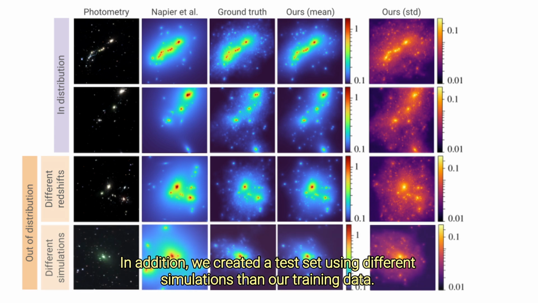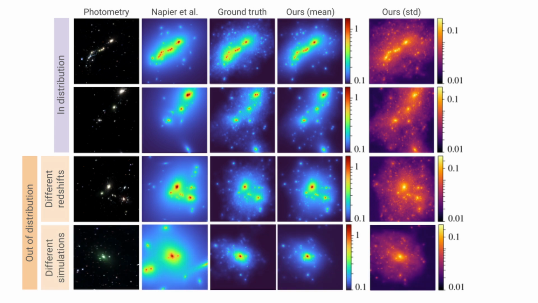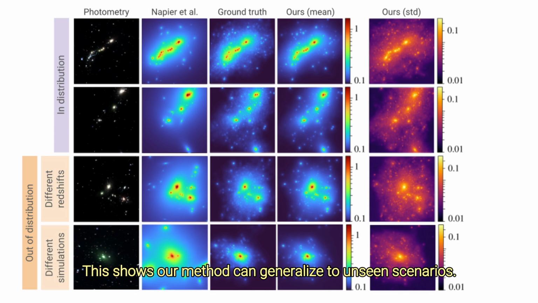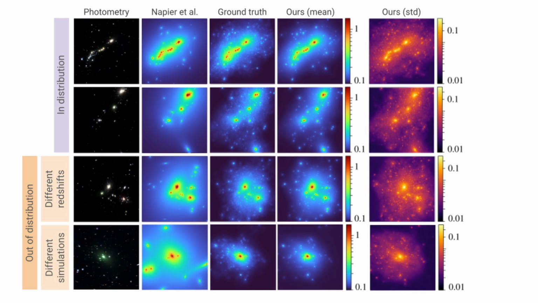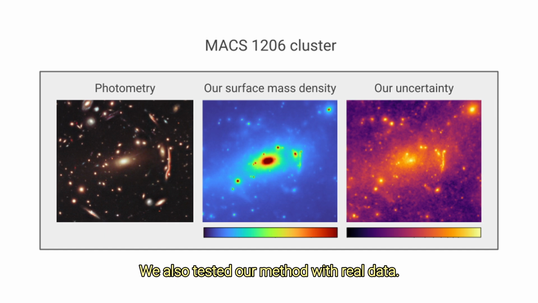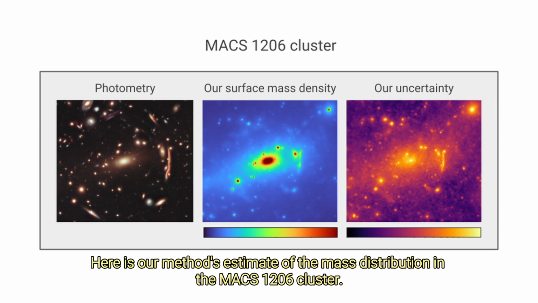In addition, we created a test set using different simulations than our training data. This shows our method can generalize to unseen scenarios. We also tested our method with real data. Here is our method's estimate of the mass distribution in the MACS 1206 cluster.